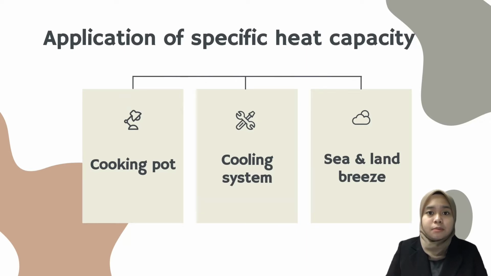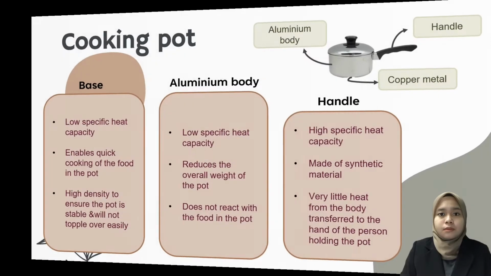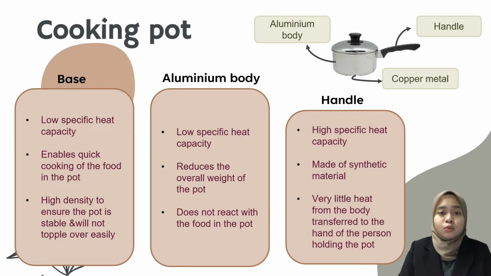I'm going to explain about the application of specific heat capacity. There are three examples: cooking pot, cooling system, and sea and land breeze. A cooking pot has three parts, which are the base, the aluminium body and the handle, that are made from materials with different specific heat capacity.